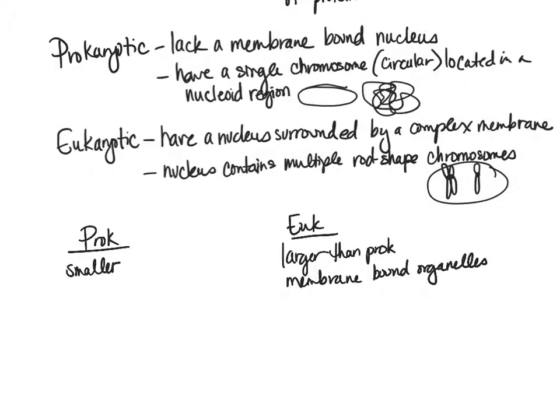In our eukaryotic cells, not just the nucleus is membrane-bound, but we have other membrane-bound organelles in our eukaryotic cells. Whereas over here, we lack our membrane-bound organelles.